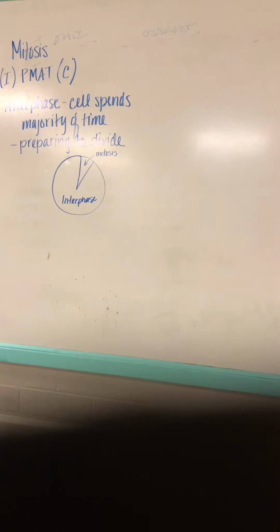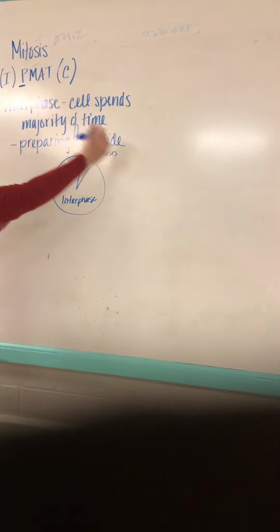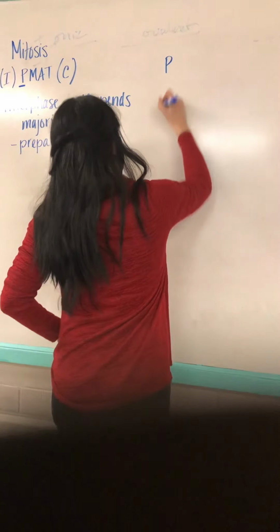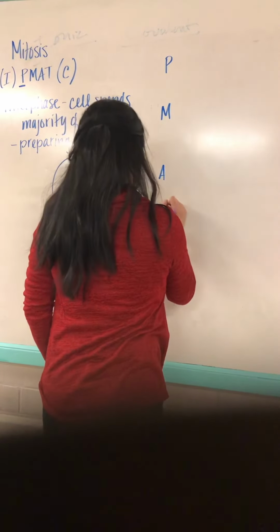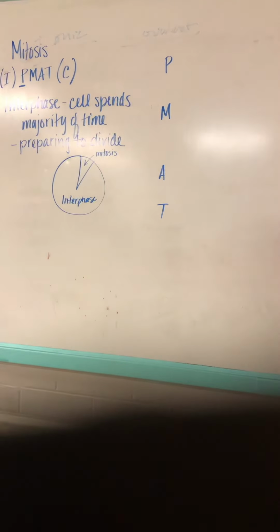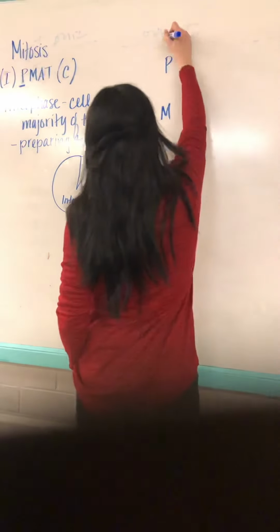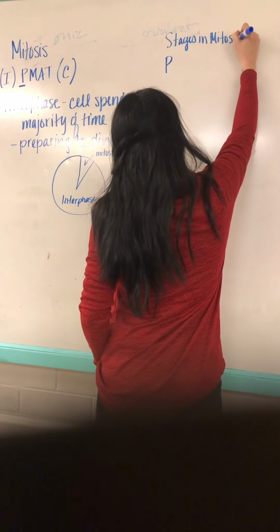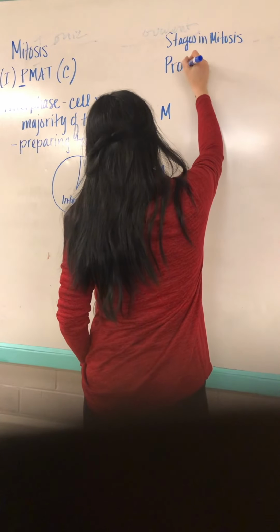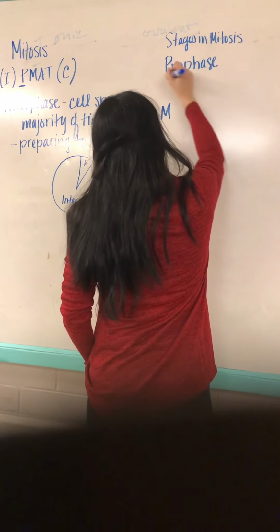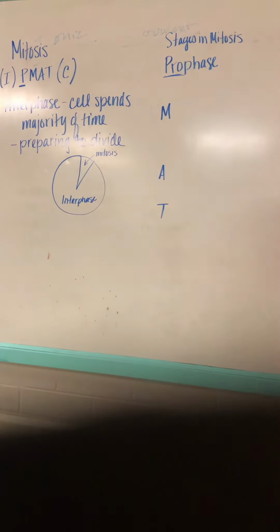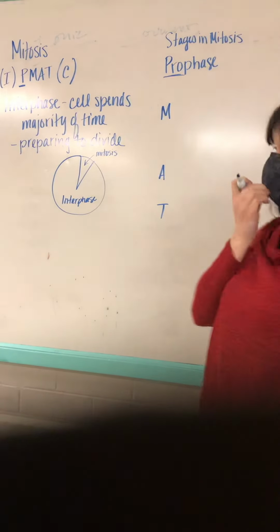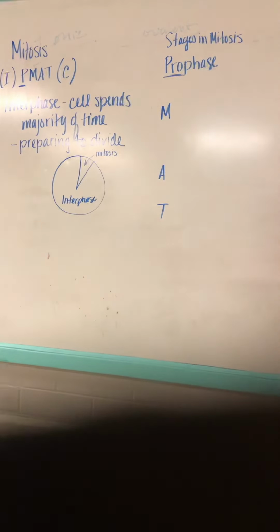Okay, so the first stage of mitosis is the P. So we've got the PMAT thing going on here. These are actually the stages in mitosis. So the first one is prophase. Pro means first. So if you see that Latin root, it means first. Like a protostar is the first star that forms. Prophase is the first stage in mitosis.